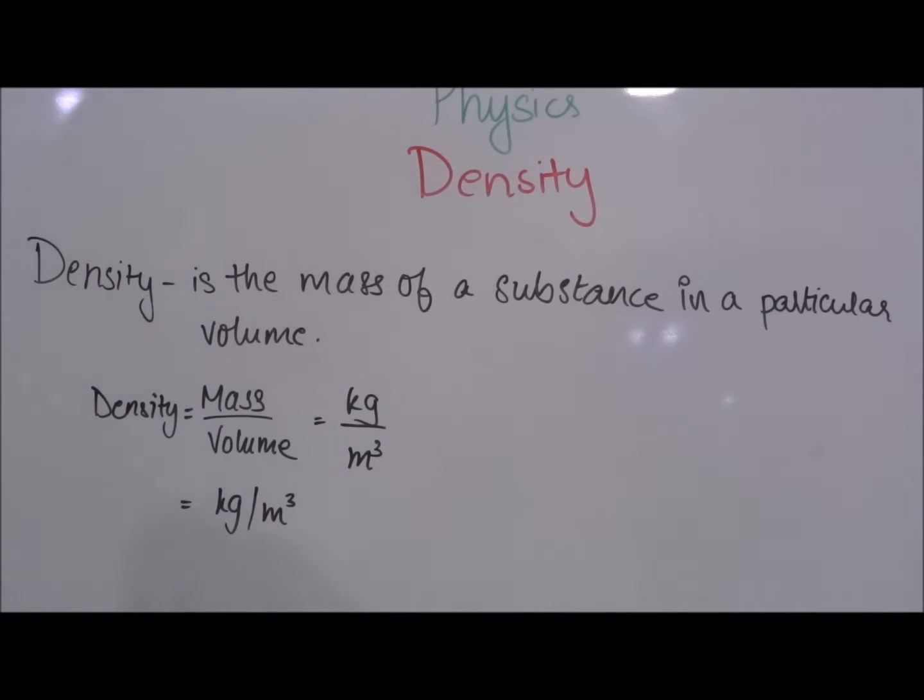Density is found out by mass upon volume, that is m upon v. Now the SI unit of mass is kg and the SI unit of volume is meter cube. So the SI unit of density is kg per meter cube. As an example, the density of water is 1 kg per meter cube.